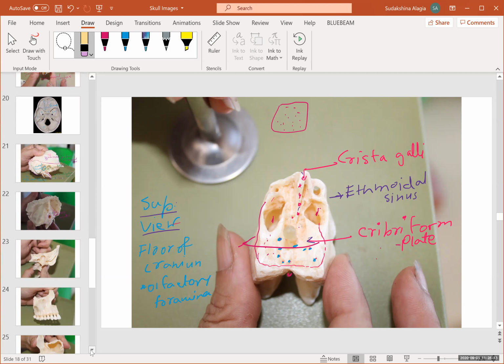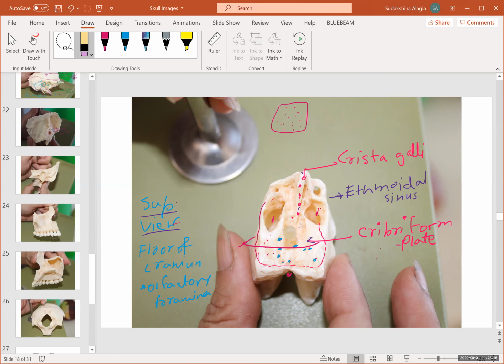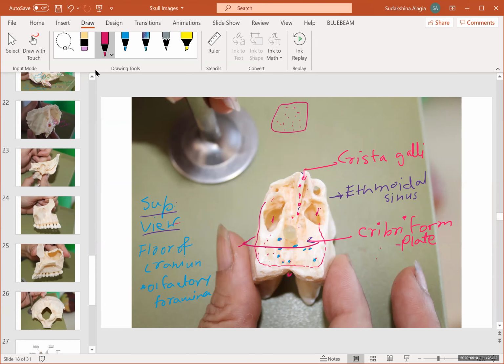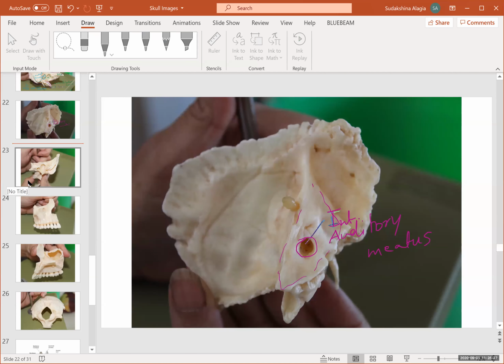All right. Okay, so any other question? Then let's move on to the facial bones. Let me just insert a slide here.